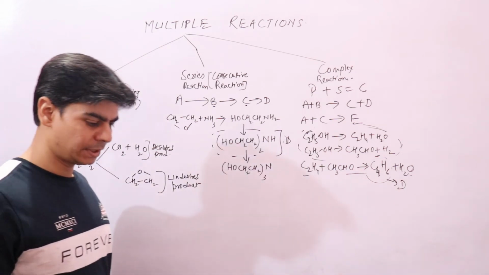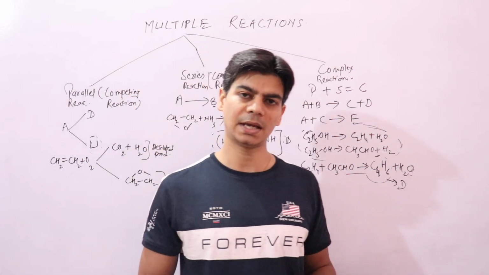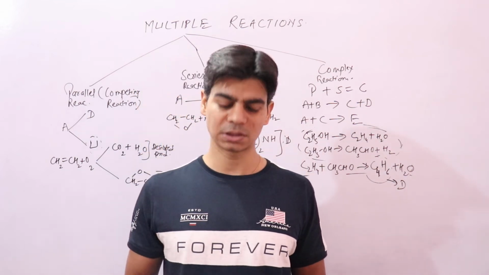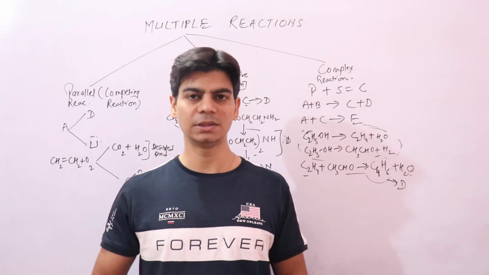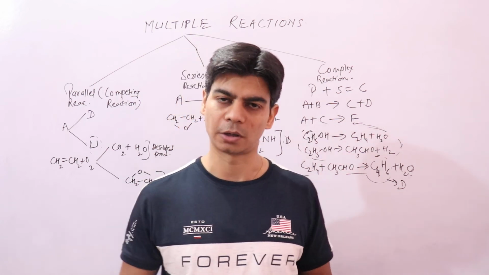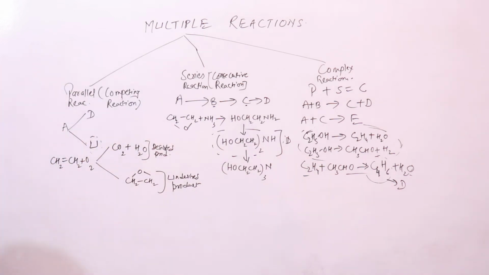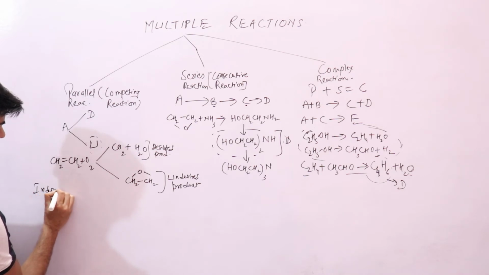Now there are some reactions which we call independent reactions. In independent reactions, the products that get formed will not react with reactants or among themselves to form different products. These are independent reactions, right? For example, independent reactions.